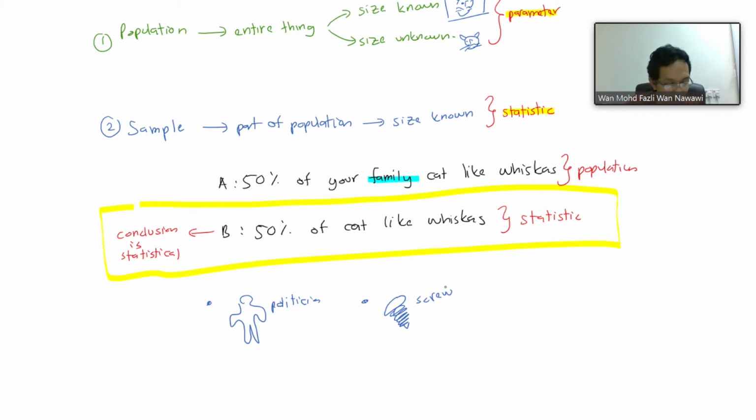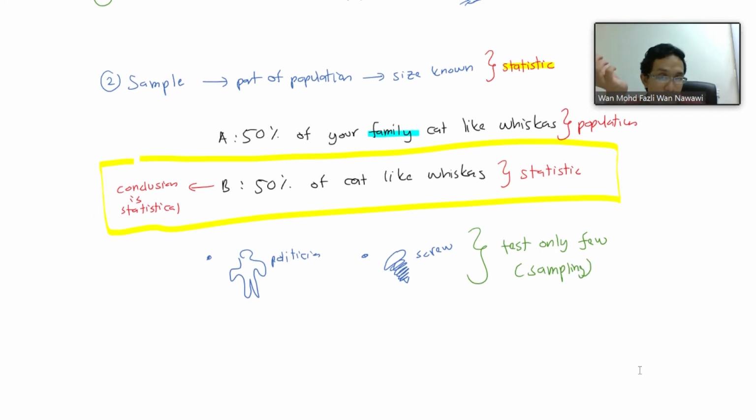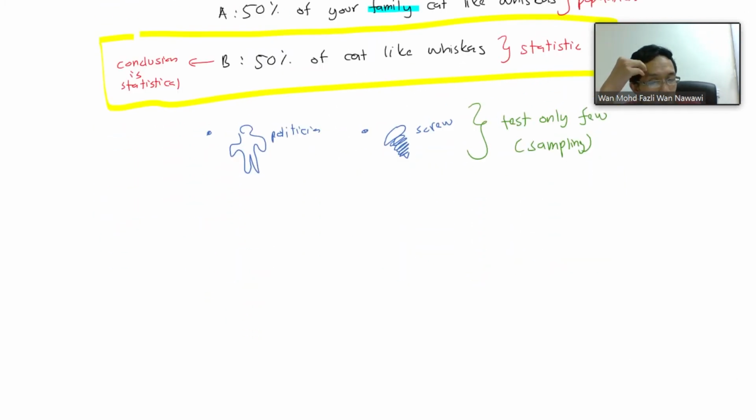Okay, so the idea of sampling, where you test only a few, we call it sampling. The aim of sampling is that you want your sample to represent the population, as close as possible.